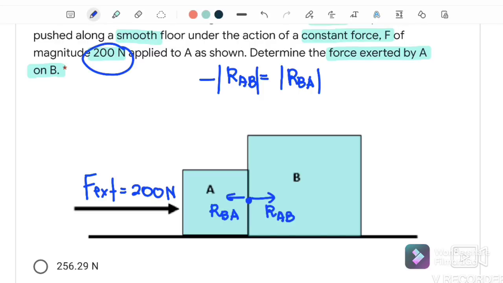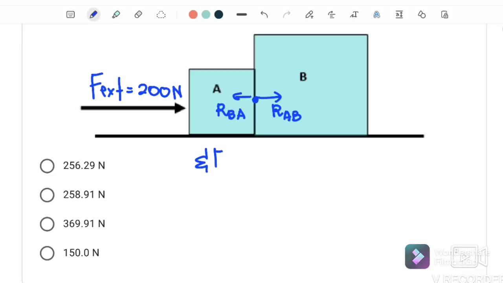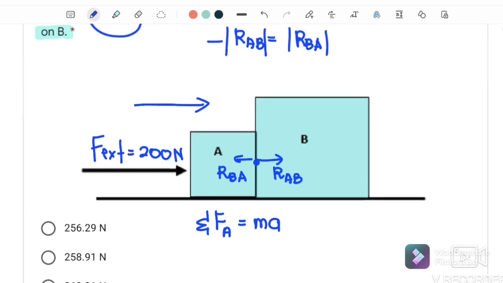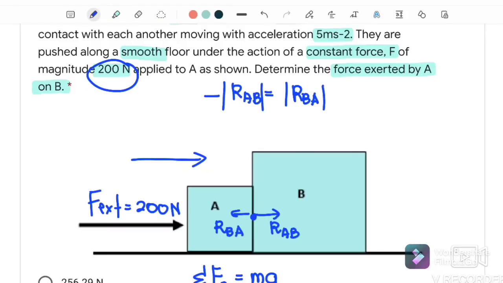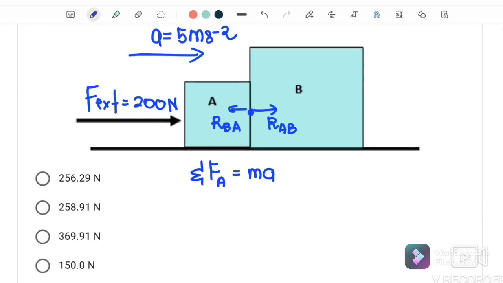Okay, so we can use F resultant on A is equal to MA. The motion is accelerating to the right, because the force is acting to the right with 200 Newton and it accelerates with 5 meter per second squared. So for object A, the free body diagram here has the normal force, we have mg, we have the reaction force B on A, and also we have the F external 200. And the motion is moving to the right.